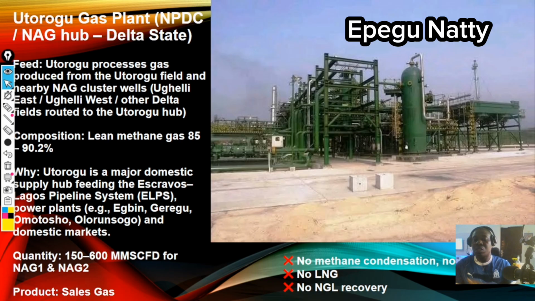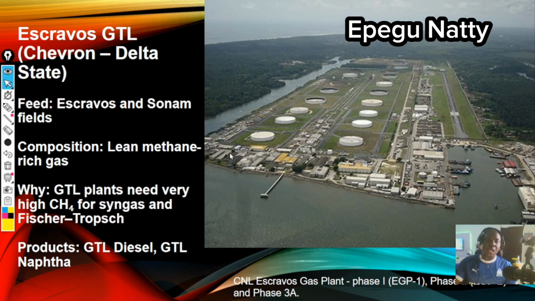Now the product is purely sales gas. So in this plant there is no methane condensation, no cryogenic section, no LNG, no NGL recovery. Just sales gas, compress and send it out through pipelines. So it's very simple. All right, so we have the Escravos. Like I said, Escravos takes their gas from Uturugu gas plants and other sources like Escravos and Sonam fields.